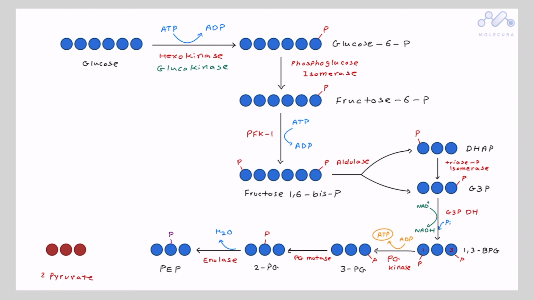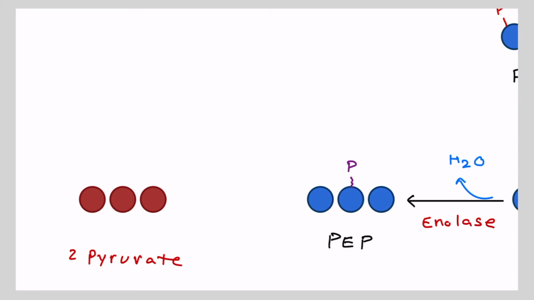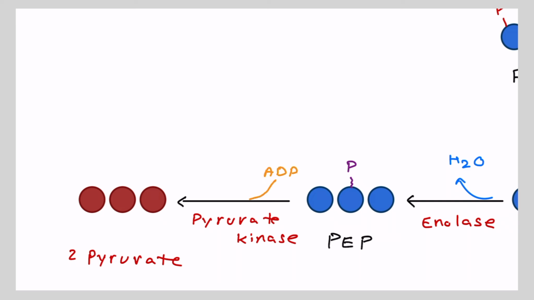So we reach our final reaction, which is the conversion of phosphoenol pyruvate into pyruvate. And this reaction is going to be catalyzed by an enzyme that we call pyruvate kinase. And what is happening here is that our high energy phosphate bond that we have here is getting removed, and it's going to be put on, you guessed it, ADP.